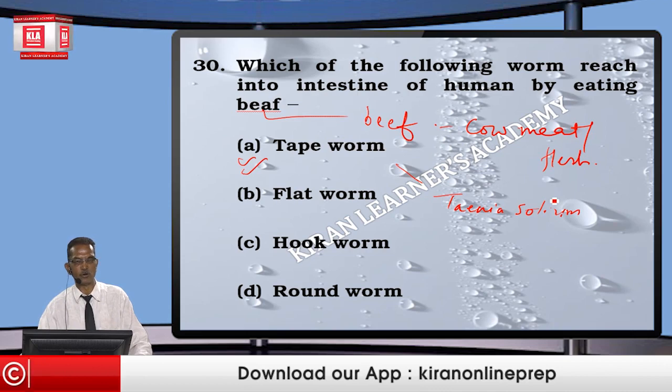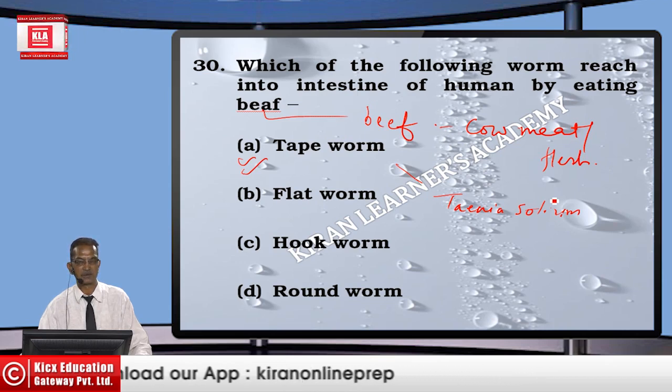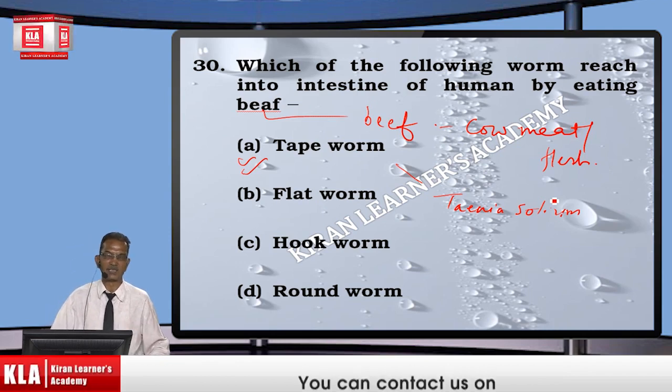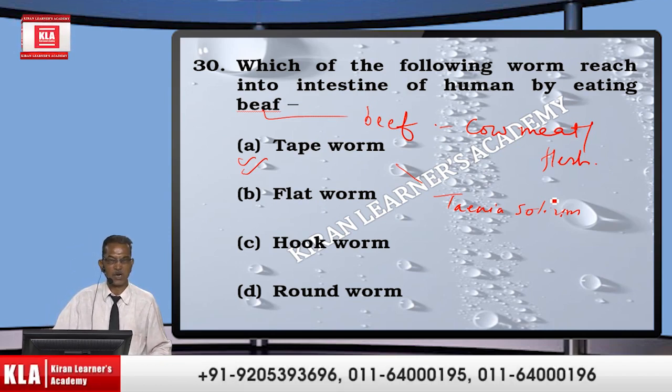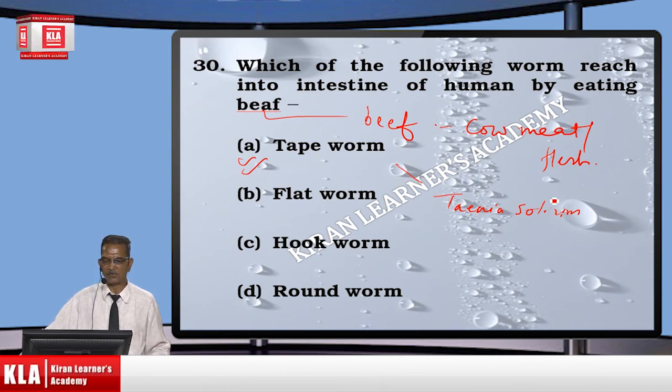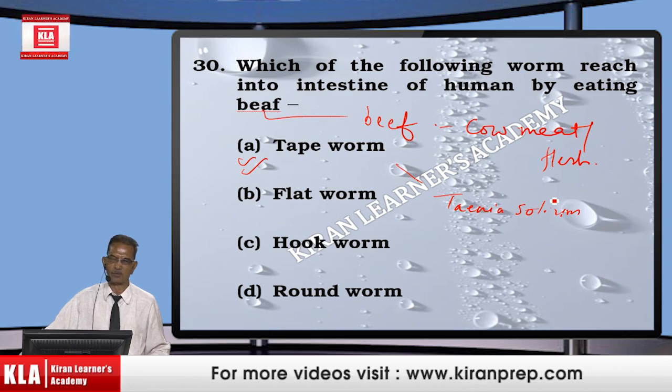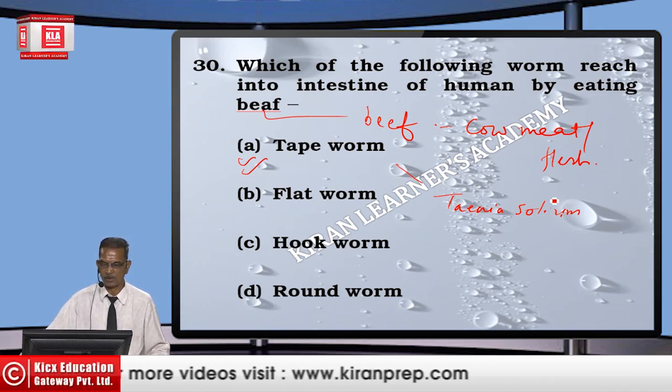And tapeworm, as you know, is a long worm. It can be even 5 to 6 meters in length within the large intestine of a person. That's possible. So, the tapeworm is the worm that can reach the human intestine through beef. Roundworms can also reach, but tapeworm is the one with beef, because roundworm is with the soil.